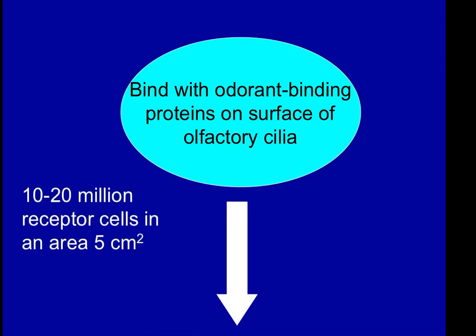Just to give you an idea in terms of the receptor density, we have about 10 to 20 million receptor cells in about a 5 square centimeter area. So, 5 square centimeters is about the size of one of my blocks up on my calendar, up on the front board. So we've got between 10 to 20 million receptor cells. Just to give you a comparison, a dog has about 200 million receptor cells in that same area. So you can see why certain animals like dogs can actually have a better sense of smell than we do. They have more receptor cells.